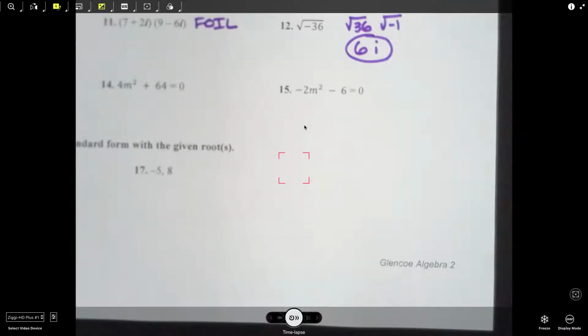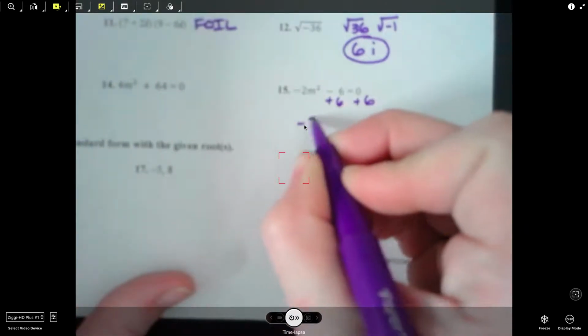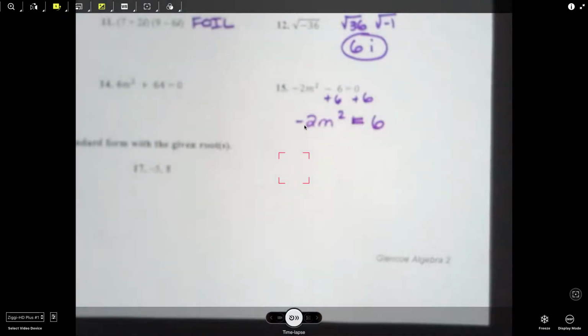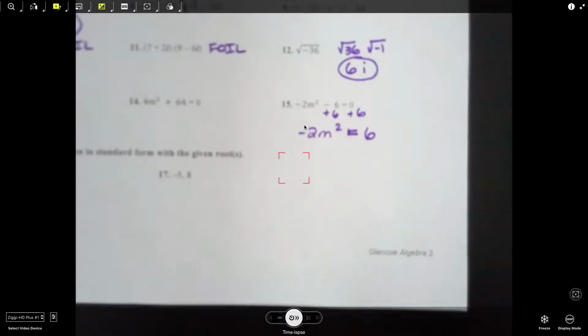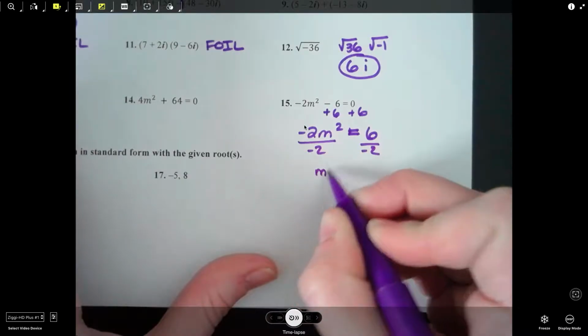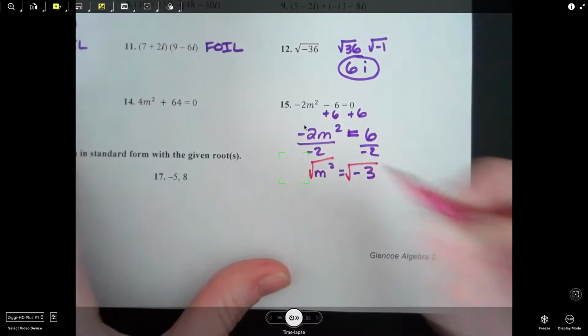What do you move? Plus 6. Negative 2m squared equals 6. Okay, I bumped the 6 to the other side. And then what? Divide by negative 2. What is 6 divided by negative 2? Negative 3. And then what? Take the square root. Okay, what's the square root of negative 3?